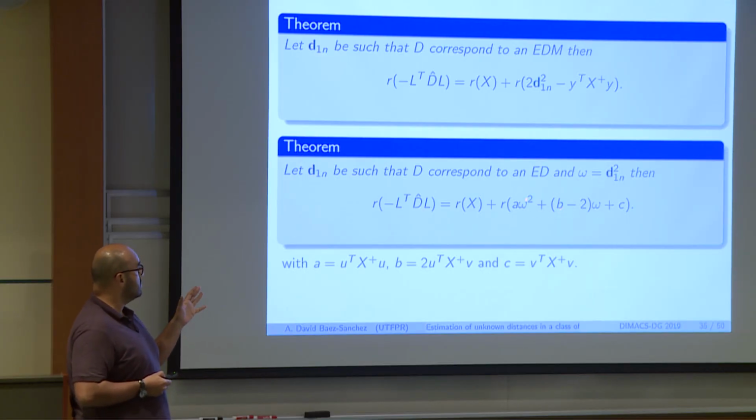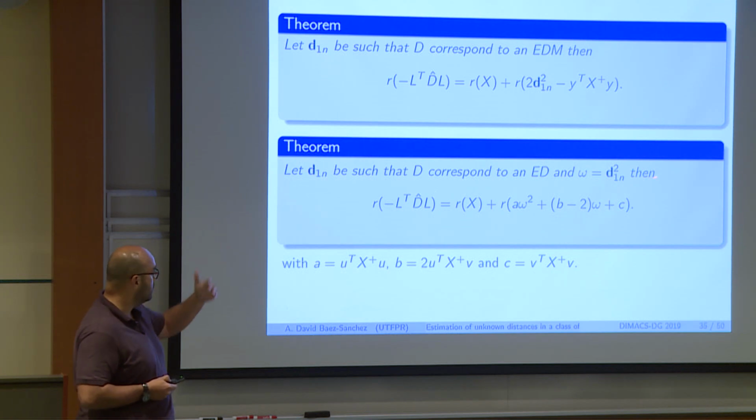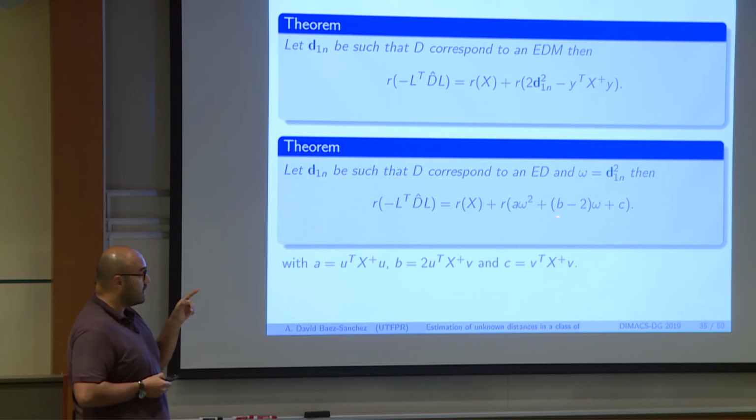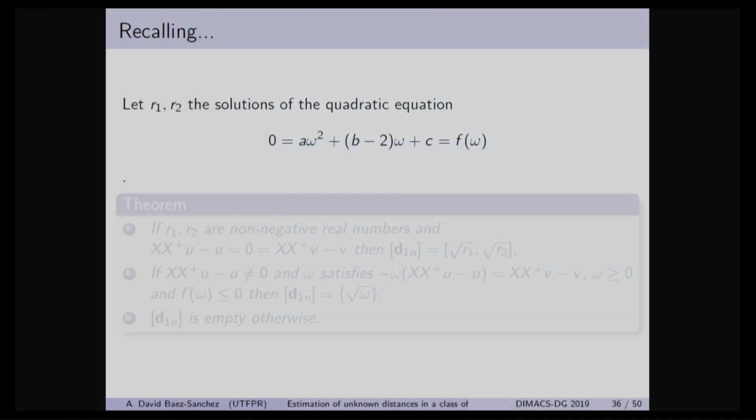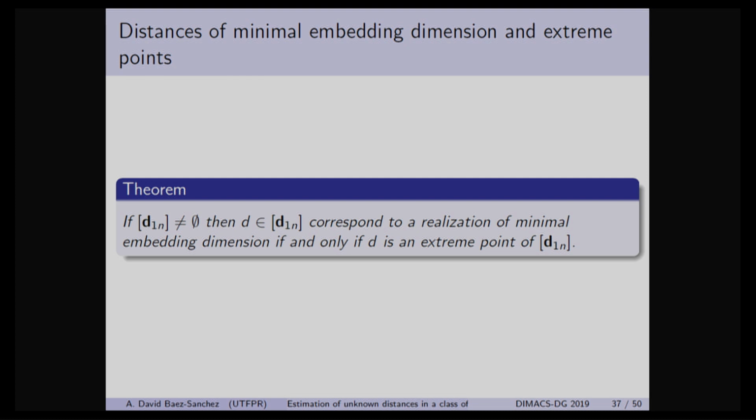But here, this is a real number, so this rank is going to be 0 or 1. So you are going to preserve the dimension or increase the dimension by 1, of course. But more important is that the only values that are going to preserve the dimension are the roots of this polynomial. We already saw that these values are at the extremes of this interval, and these are the only possible values to preserve the dimension. So we have an interesting result: if the solution set is not empty, then the values corresponding to a realization of minimal embedding dimension must be extreme points of these intervals.